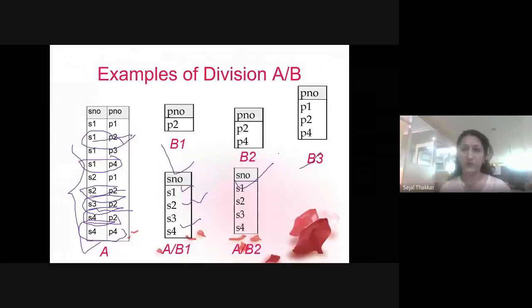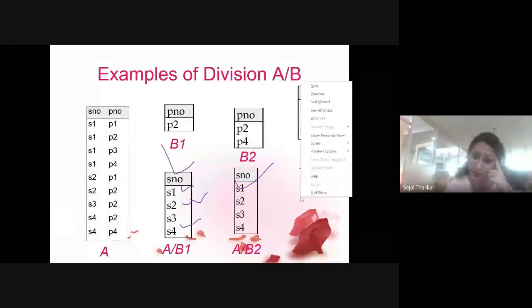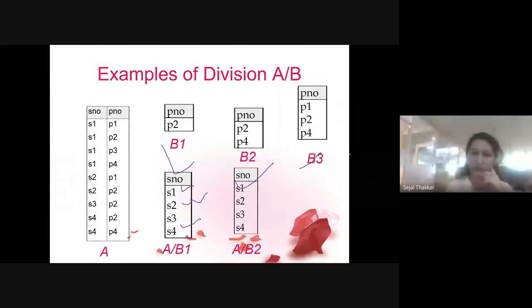Now you have to find out for P1, P2, and P4. Anyone reply? What is the answer for P1, P2, and P4? Let me clear the screen. Find out the relationship between this B3 table and table A and tell me what is the output. If I'm taking the division of A and B3.